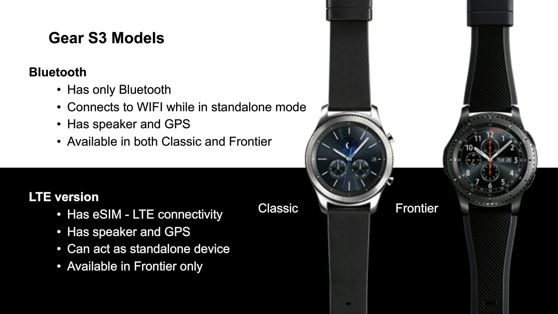And for Gear S3, we have Classic and Frontier. Classic comes in Bluetooth version, and Frontier comes in both Bluetooth and LTE version. So it has an LTE embedded SIM in the device, and all the Gear S3 versions have a GPS chip as well as the speaker in it. So this opens up a lot of use cases for the developers to create applications so that the user can make full use of the functionalities available on the Gear S3 device.